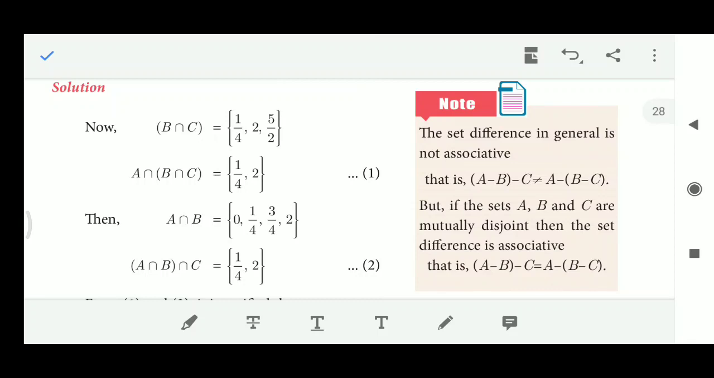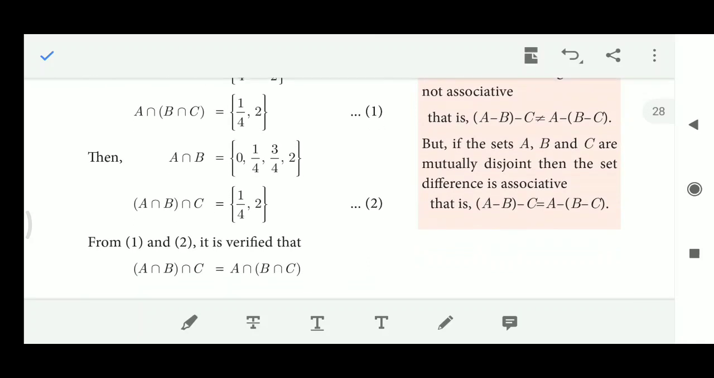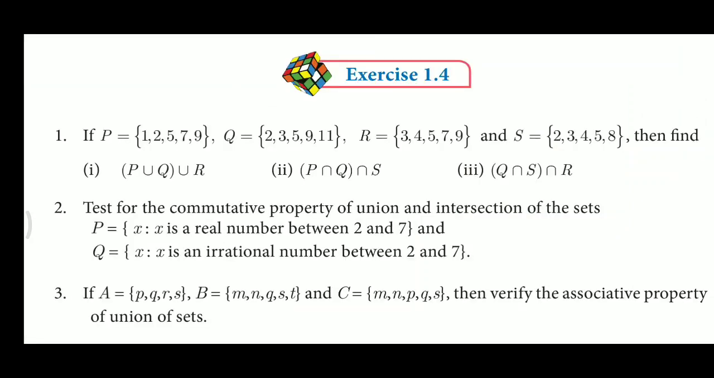Then the intersection of this set with C. Here the common elements are 1/4 and 2. Hence from equations 1 and 2, we verified that A intersection (B intersection C) is equal to (A intersection B) intersection C. Next, we see some of the problems in exercise 1.4.